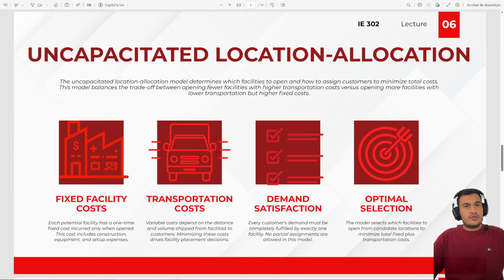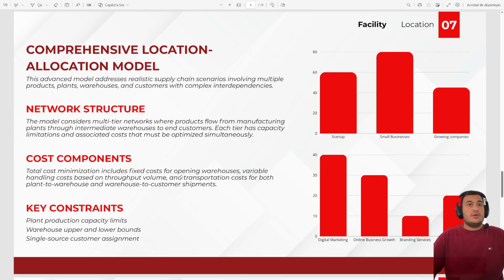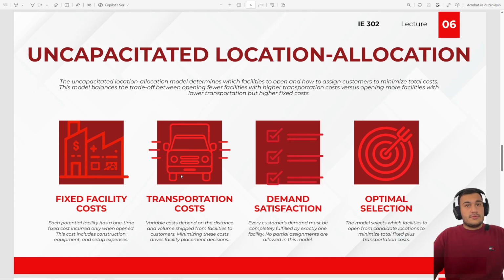Now we are going to talk about location allocation problems. Unlike P-center models that look at the worst case distance, location allocation models simultaneously determine the optimal facility locations and assign customers to them to minimize total system cost.